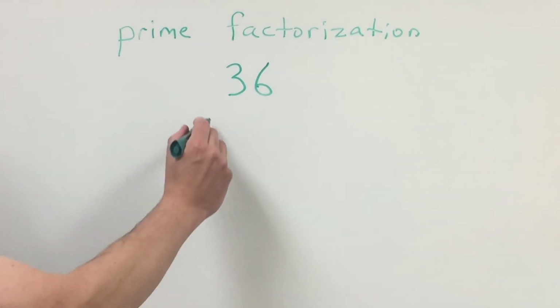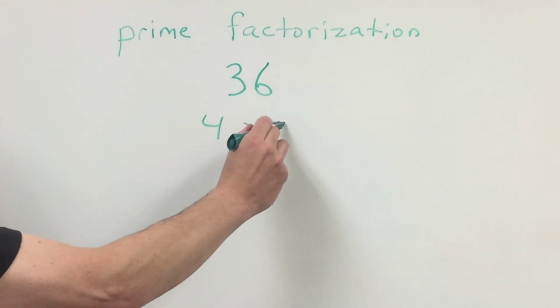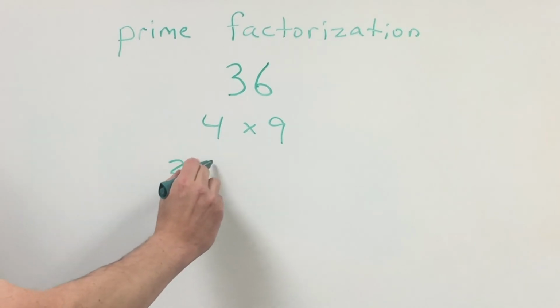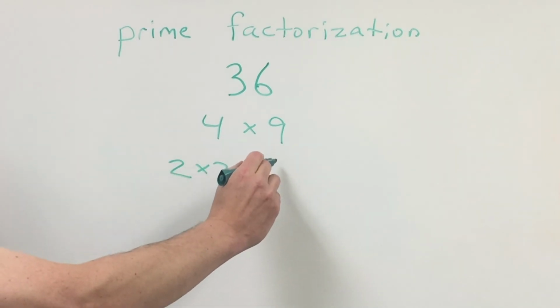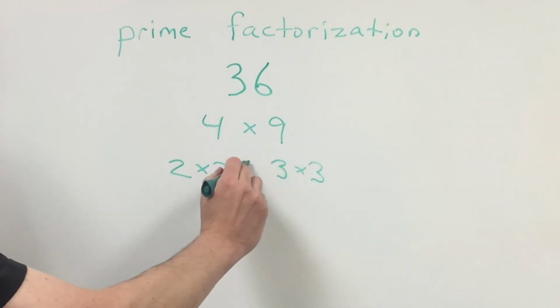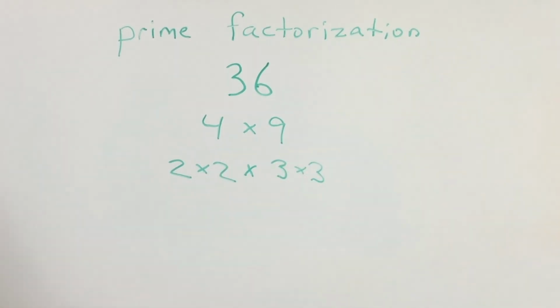So let's try 4 and 9. Well, 4 can be factorized into 2 times 2, and 9 can be factorized into 3 times 3. And again, we have the prime factorization of 36. The only difference from the last example is that we've put the factors in a different order, but that's okay.